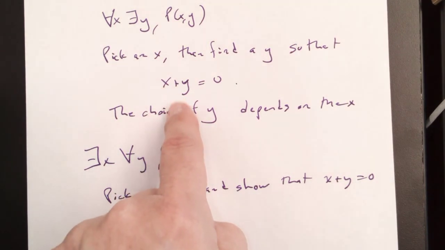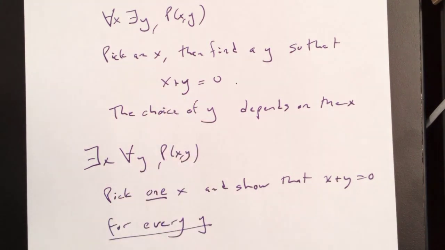Here, X is allowed to change. And then your Y changes when you pick a new X. Here, you have to go through all the X's until you find one that works with every possible Y.